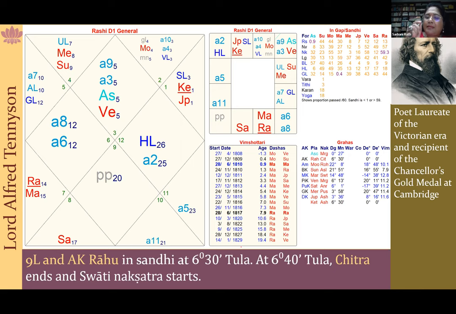Just by 10 minutes, it is in Chitra. Within 10 minutes, it's crossing over to Swati Nakṣatra. So it is in Chitra, but it's in the juncture of Chitra and Swati. And in this 30 minutes kind of a zone, okay, it's actually neither Chitra nor Tula. It's neither Chitra nor Tula. That's where it is stuck.